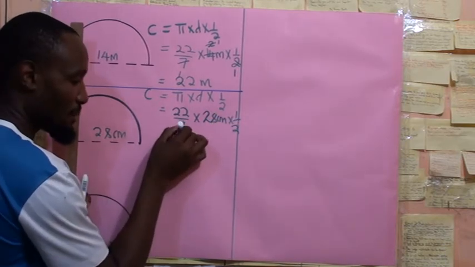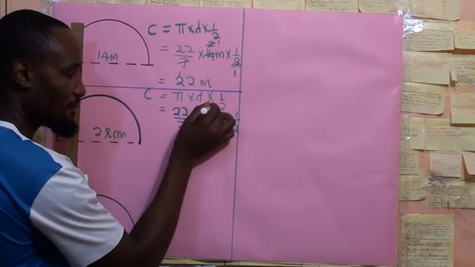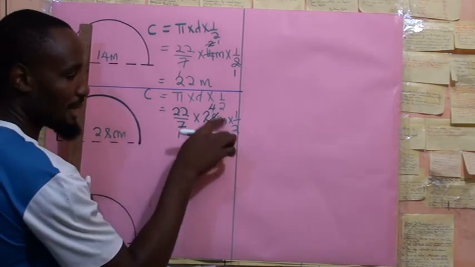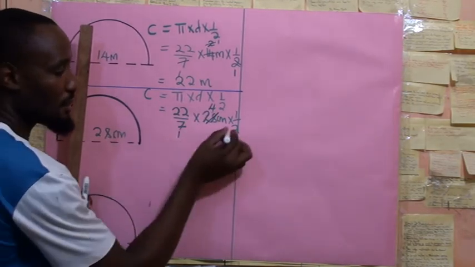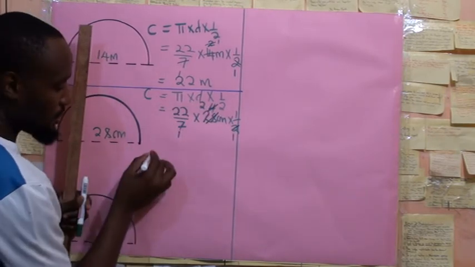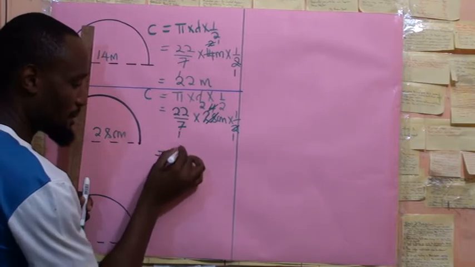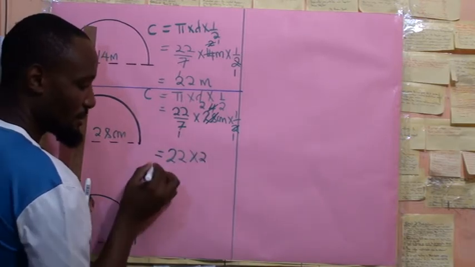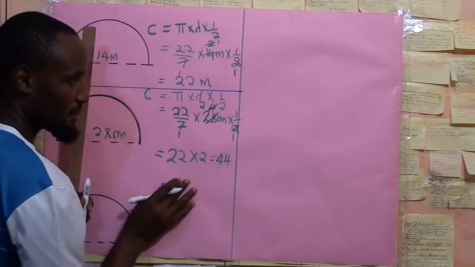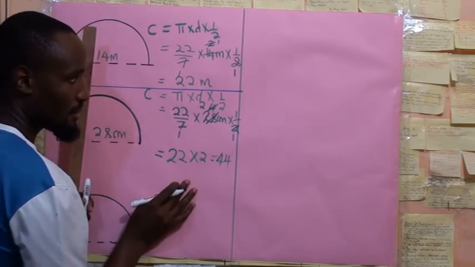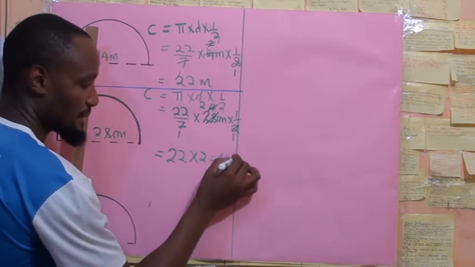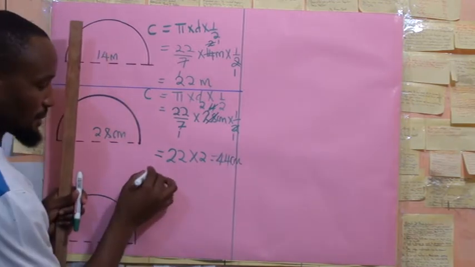7 can divide 7, 1; it can divide 28, 4. 2 can divide 4, so 2 can divide here 1, and divides 4, 2. So what do you have? You have 22 times 2, which gives you 44. It gives you 44 what? Centimeters. It gives you 44 centimeters.